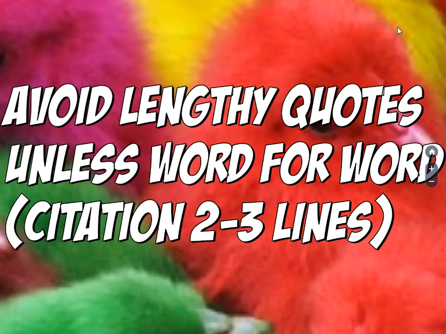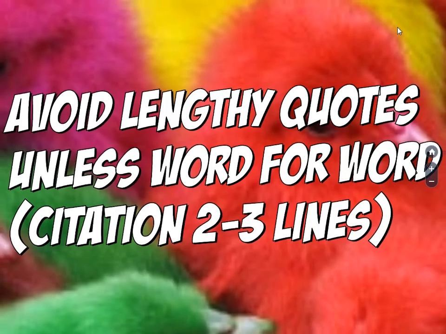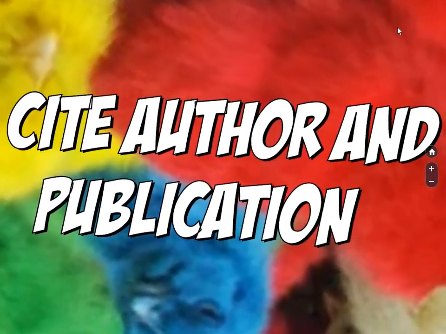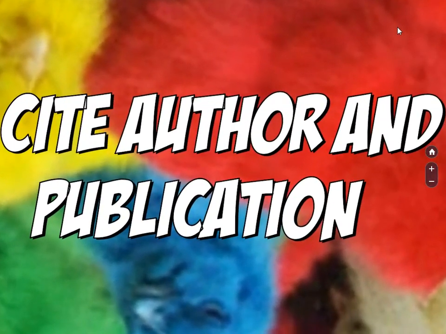Number 1 is, of course, trying to avoid especially lengthy quotes, unless you are doing a word-for-word delivery speech. Generally, a porch that Goldilocks chooses for citations tends to be about 2 or 3 lines. Anything shorter can be paraphrased, anything longer, and you probably need to consider breaking it up or shelving it for future opportunities. Alongside that, don't forget to cite the author and the publication.